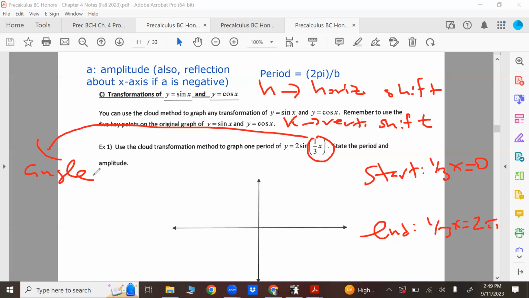So if I set this equal to zero, what does x equal? Zero, right? So I'm going to start at zero. Great. How about here? If I set that equal to 2 pi, where does it end? 6 pi. So you're going to start at zero.